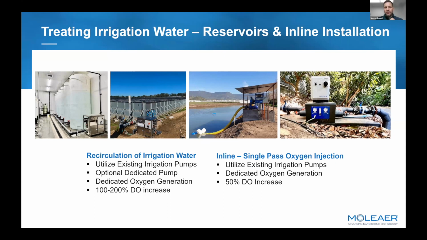It goes into this million gallon bladder, and we're treating that water before it goes out into the irrigation system. In Chile, for example, reservoirs are used extensively. We're often recirculating the water in those reservoirs as well, as a form of pre-treatment before it goes through filtration and into the irrigation system.